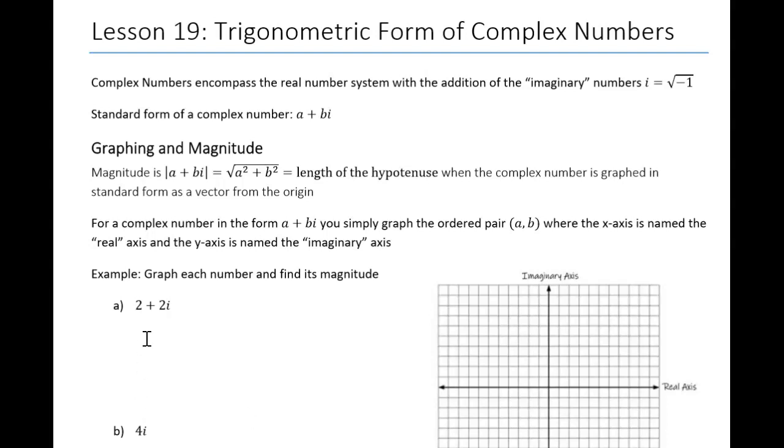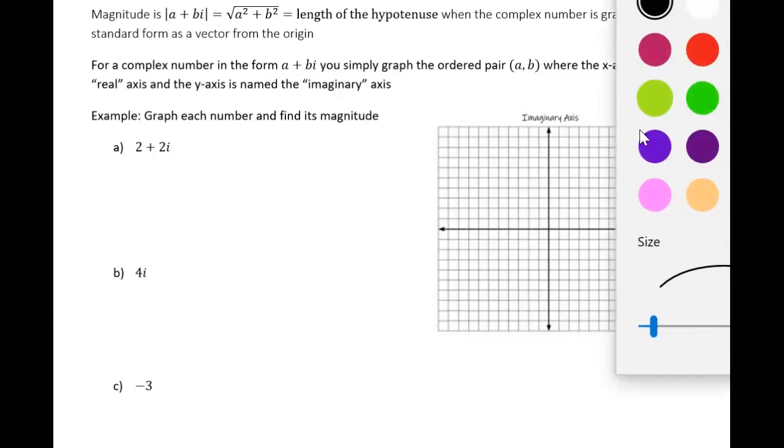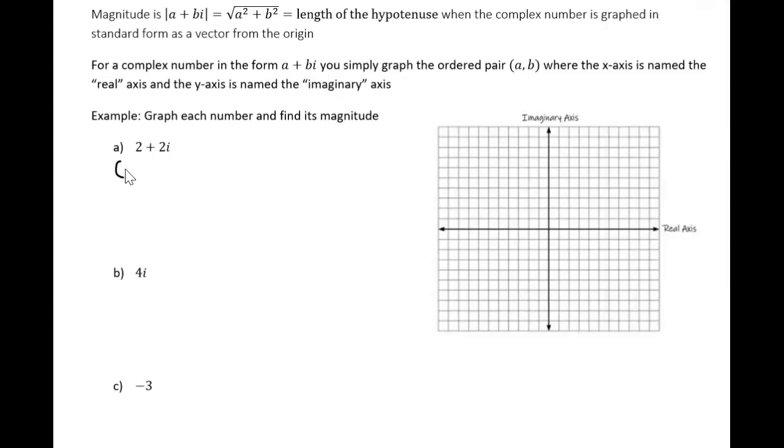For example, we're going to graph each number and find its magnitude. So our first number is 2 plus 2i, which we're going to graph as the ordered pair (2, 2). And so that goes here. And that's how you graph that complex number. And so this is that vector from the origin.